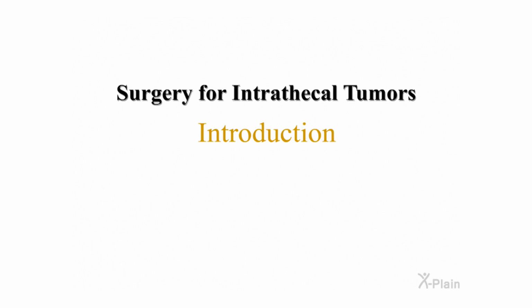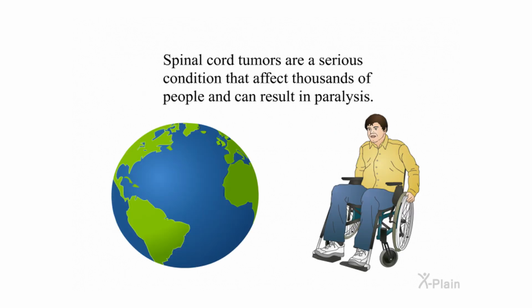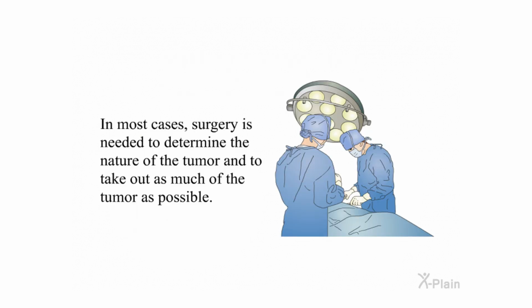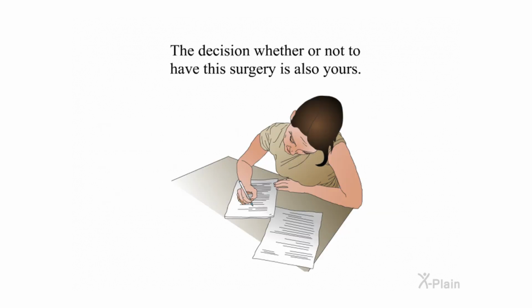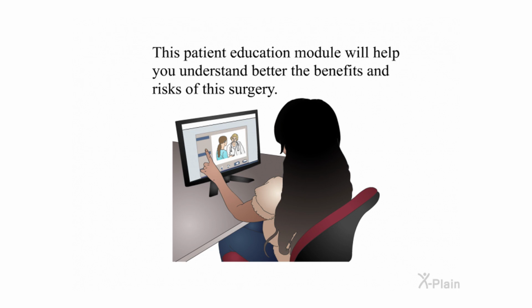Surgery for intrathecal tumors. Introduction. Spinal cord tumors are a serious condition that affect thousands of people and can result in paralysis. In most cases, surgery is needed to determine the nature of the tumor and to take out as much of the tumor as possible. The decision whether or not to have this surgery is also yours. This patient education module will help you understand better the benefits and risks of this surgery.